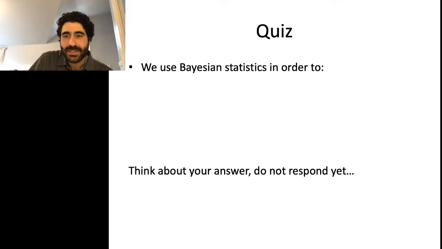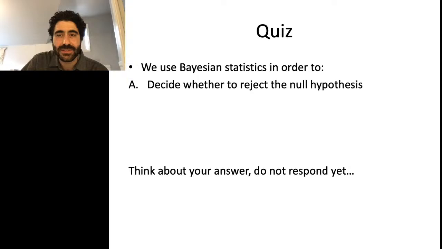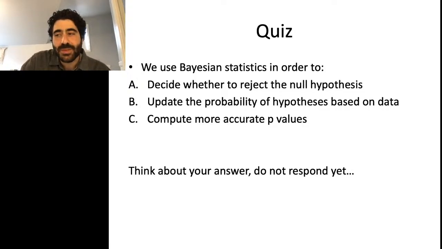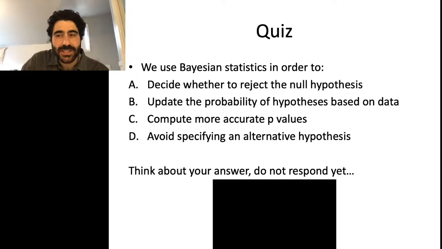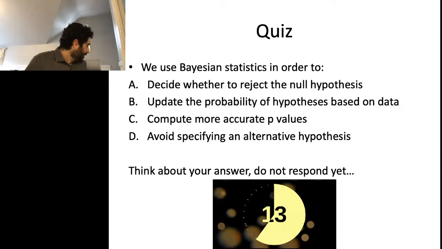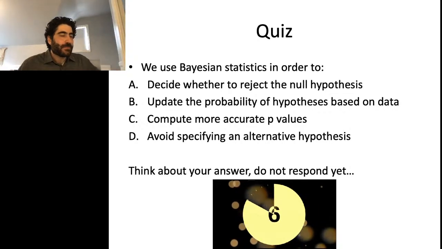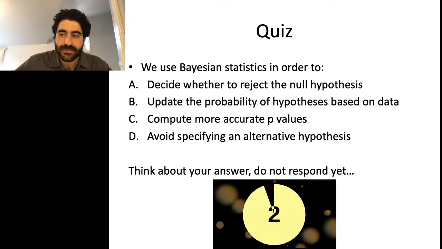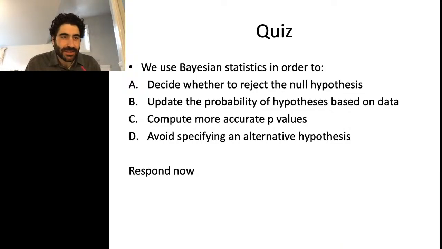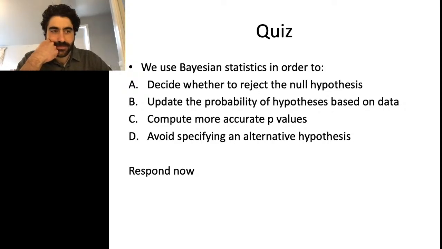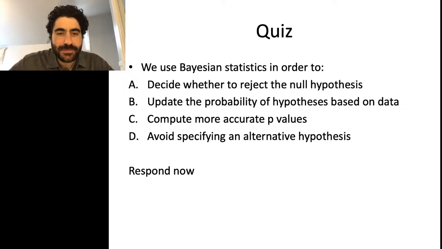Okay, let's do a quick quiz here. The reason to use Bayesian statistics is to A, decide whether to reject the null hypothesis, B, update the probability of hypotheses based on data, C, compute more accurate p-values, or D, avoid specifying an alternative hypothesis. Okay, so what is our goal with Bayesian statistics? All right. Yep, I'm seeing lots of B's.